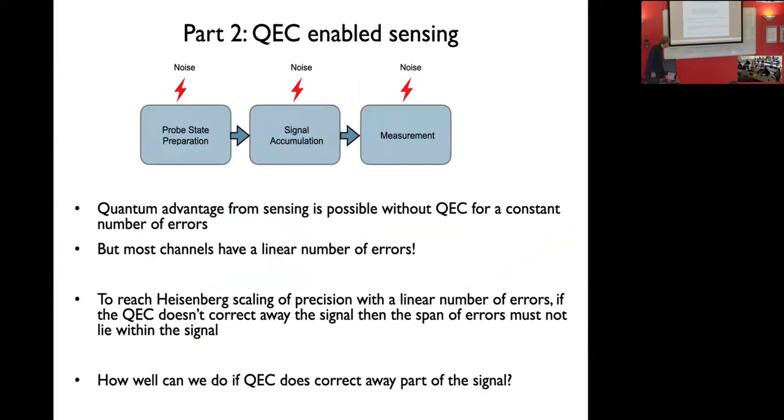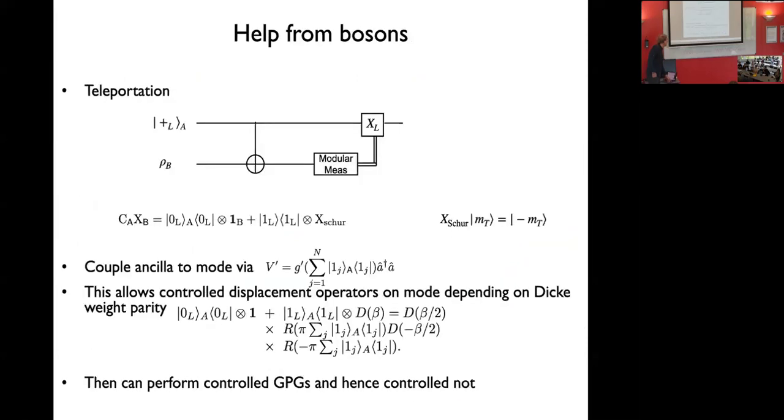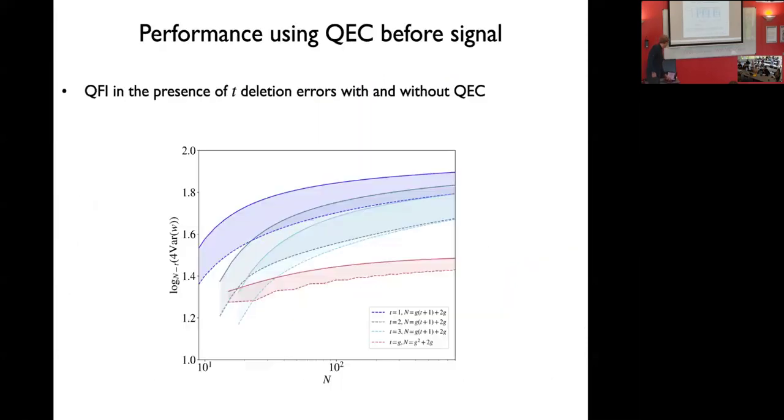In fact, you can incorporate this error correction with the permutation invariant code together with a sensing protocol to actually see an improvement in your quantum Fisher information, which is telling you basically how well you're able to extract information about a signal. You could get an improvement by using error correction as opposed to not.